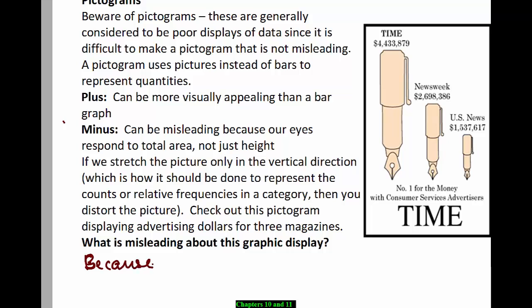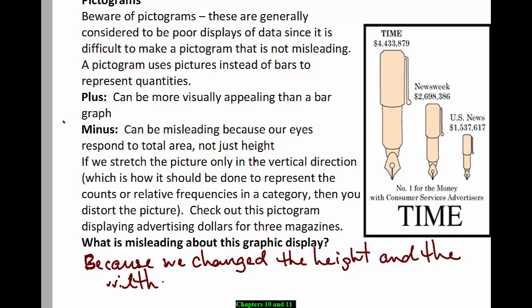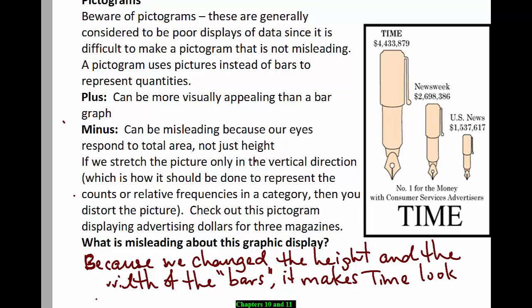So because we changed the height and the width of the bars, which are really pictures here, it makes Time look many more times larger than U.S. News, when it really isn't.